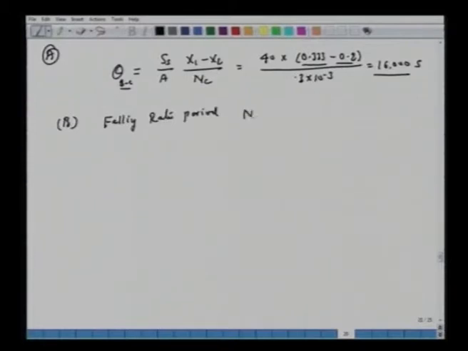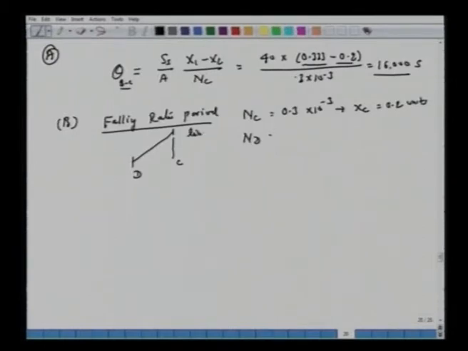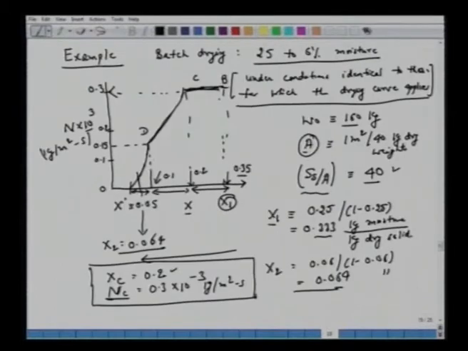Already we have said Nc is 0.3 × 10^-3, corresponding to which Xc is 0.2 units for both. And now you have to dry till 0.065, so you have to go till Nd. Starting from C, we go till D, till you have the linear falling rate period. So this Nd, if you read again from the graph, this is 0.15. Go back to the previous, here this Nd is 0.15.